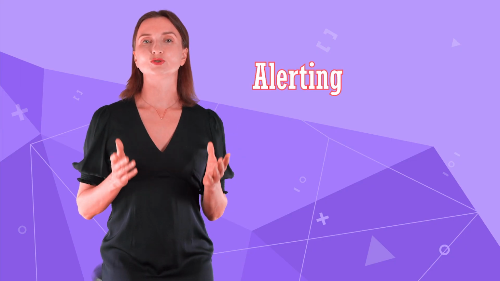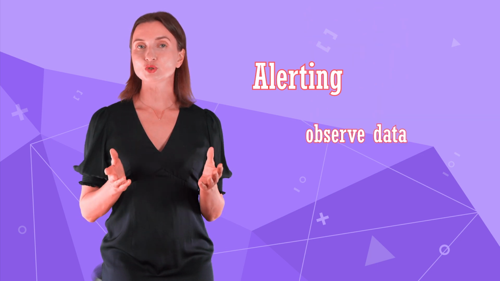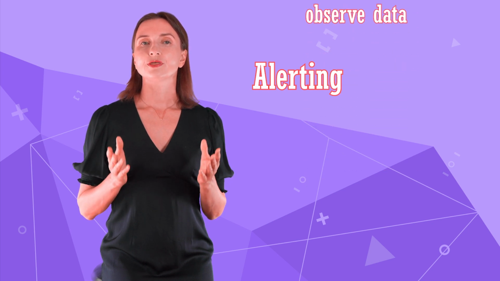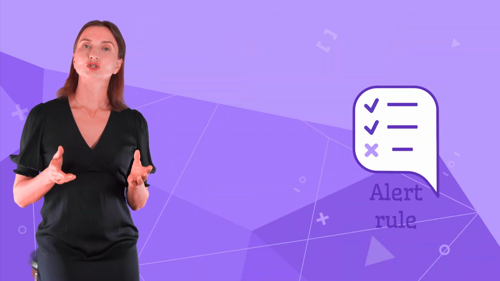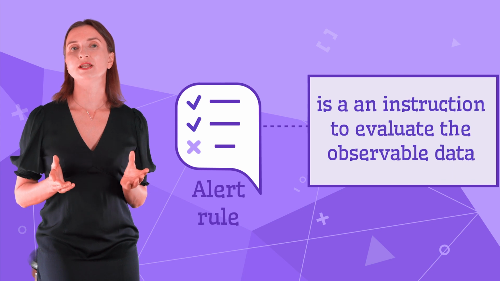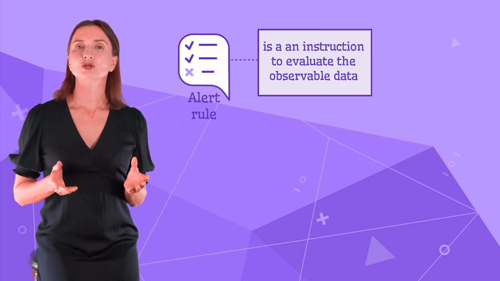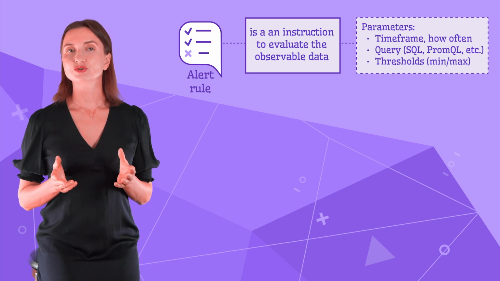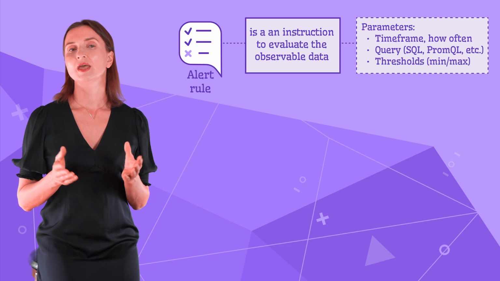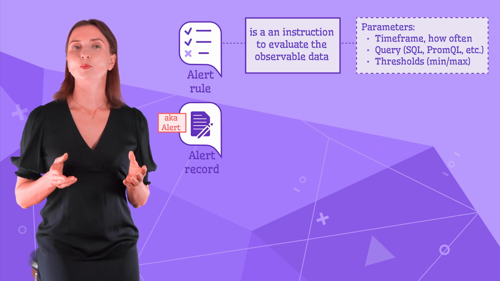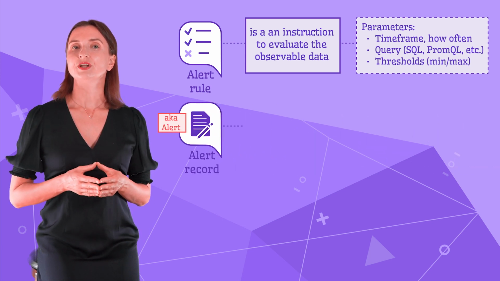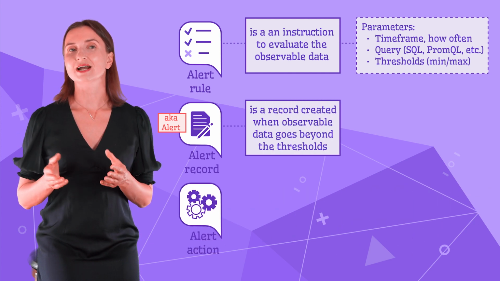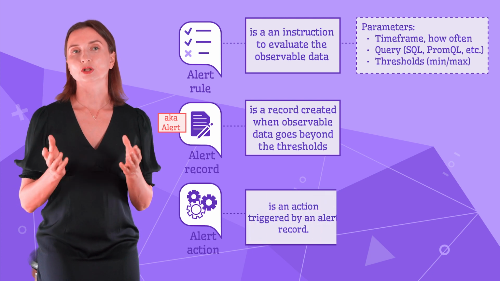Alerting is a system to observe how your data changes and, most importantly, to act when a change occurs. We can talk about three main alerting components. An alert rule is an instruction to evaluate the observable data. Most alert rules have parameters like time frame to check, how often, query to run (SQL, PromQL, etc.), and thresholds. The second component is an alert record. It is created when observable data goes beyond the threshold. The third is an alert action. It is an action triggered by an alert record.